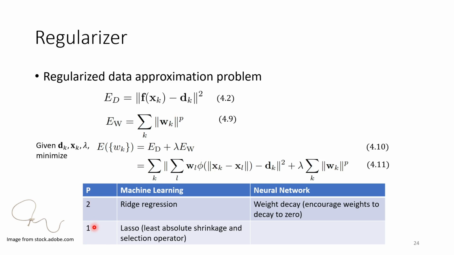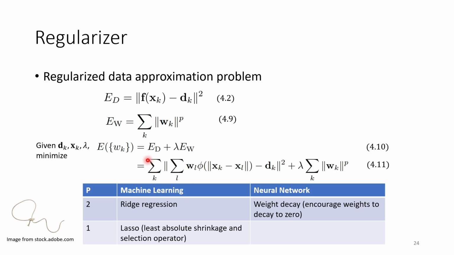And if we set the value of p as 1, then in the machine learning community it is called lasso. But it is not the lasso rope. It's just short for least absolute shrinkage and selection operator. Therefore, the overall error term would be the summation of the two terms, and here is a lambda. The lambda is a hyperparameter to balance the data term and the weight term.